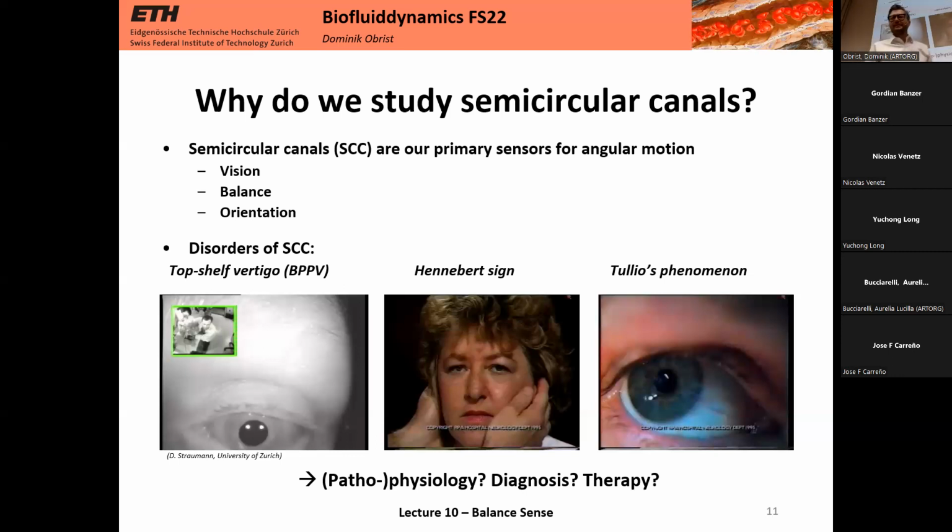So there are quite a lot of diseases connected to that, especially the one on the left. The top shelf vertigo is extremely prominent, mainly in elderly people. And that's really why it makes a lot of sense to study that.